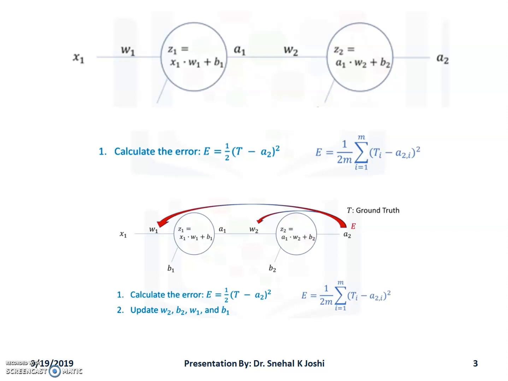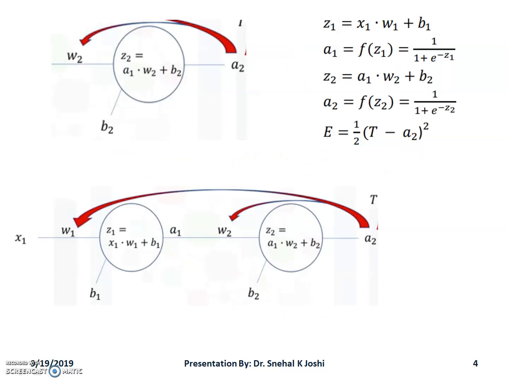In reality, we don't train the network with a single data point. There exist thousands of data points in actual neural networks. Hence, the error can be computed as mean square error. So, the first step is to calculate the error, which is MSE or mean square error. Now, we want to use the error E to update W2, B2, W1 and B1 by propagating backward.